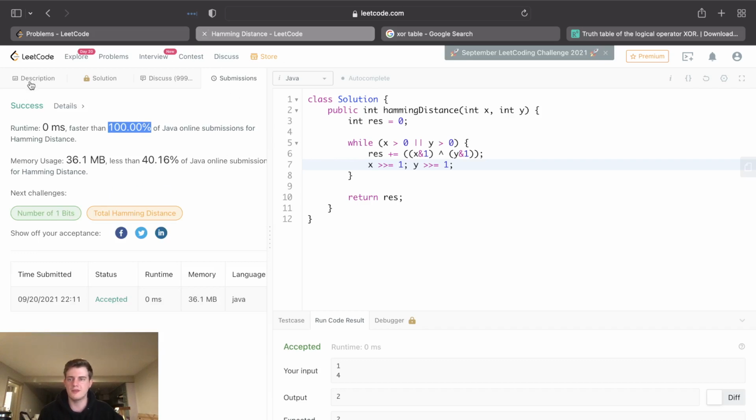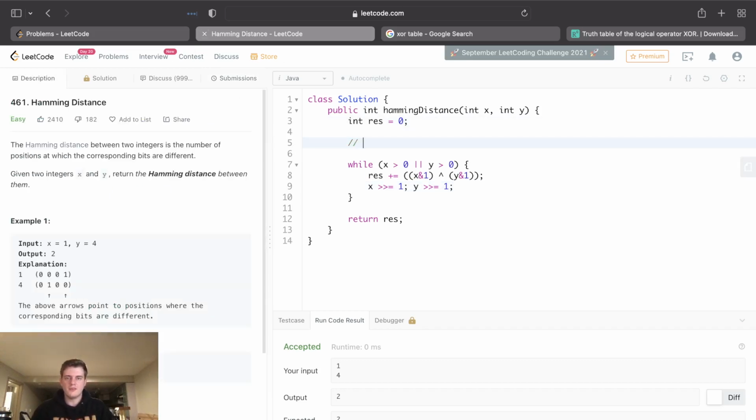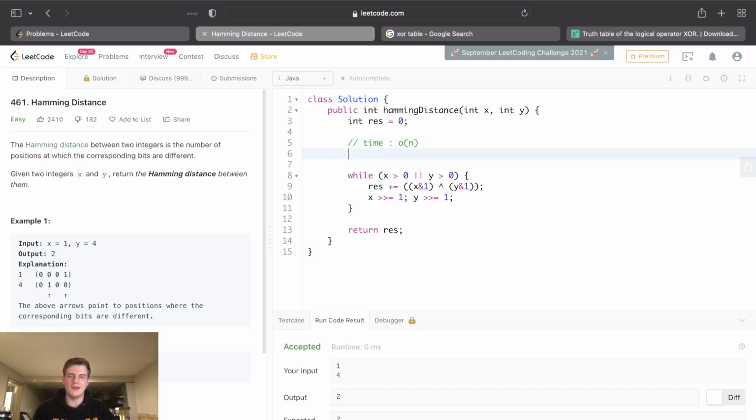Talking about time and space. Time is literally just O of n, where n is the number of bits in the integer, right? You could probably technically call it constant time because there's a max integer in Java, but we won't get into that. We'll call it O(n), where n is the number of bits. Space is constant. We don't use any extra space at all. So yeah, it's just constant.